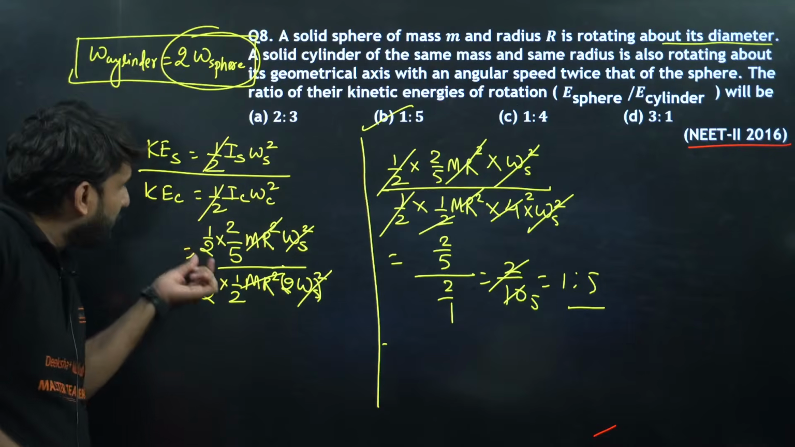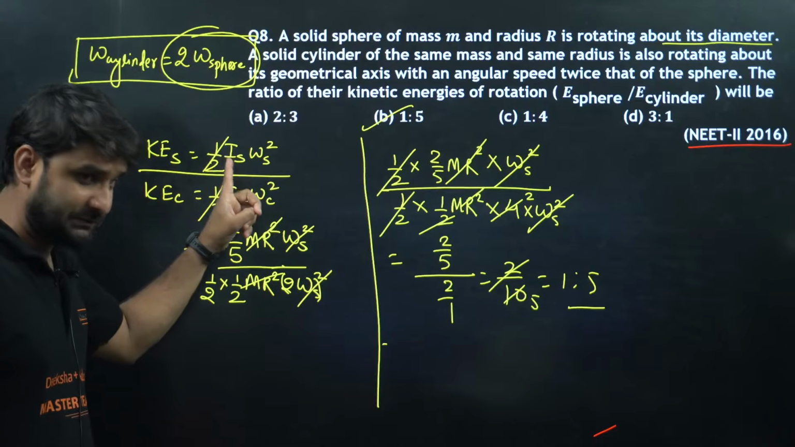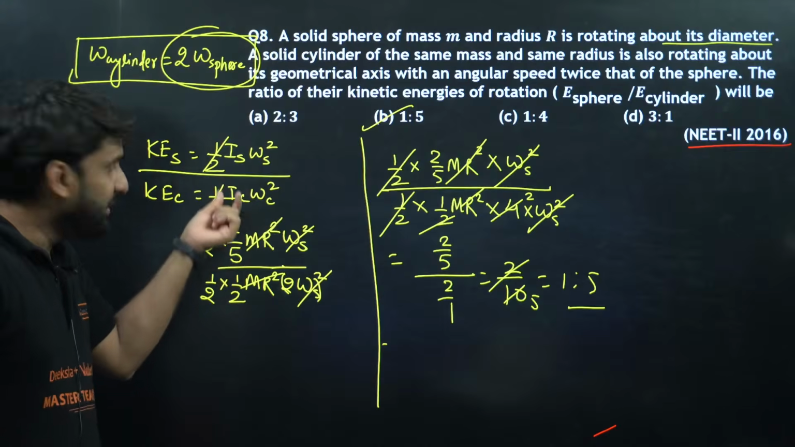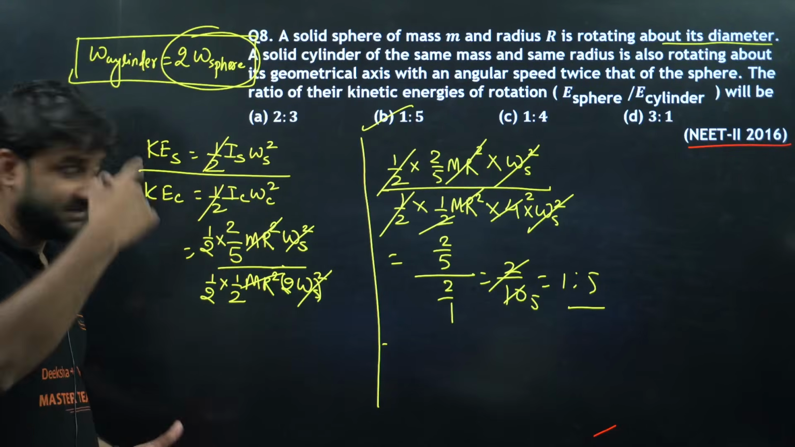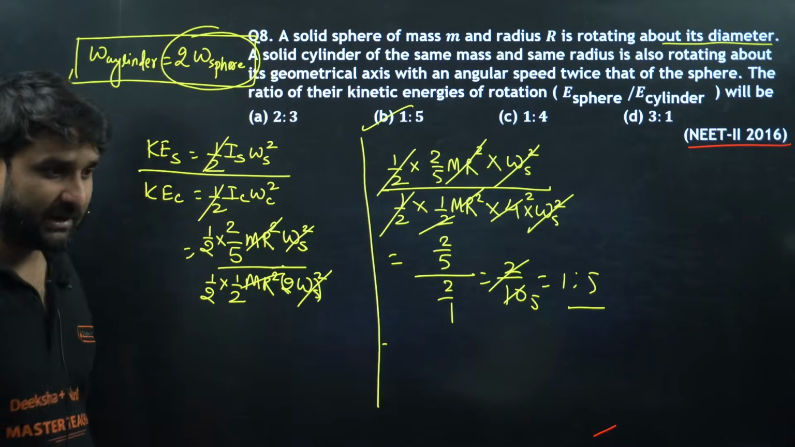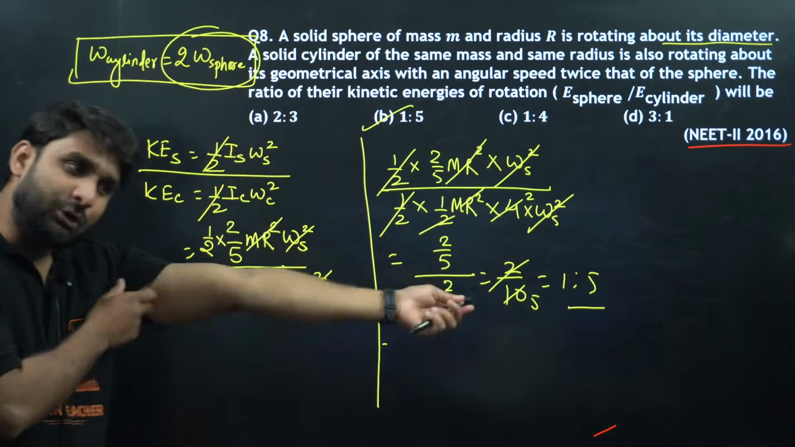So we just forgot the 1 by 2 because we are talking about kinetic energy. So kinetic energy is having 1 by 2 also. 1 by 2 is a different thing and moment of inertia is a different thing. And moment of inertia of a solid sphere is 2 by 5 m r square. And moment of inertia of cylinder is 1 by 2 m r square. And this is a solid cylinder. Clear? Clear to everyone?